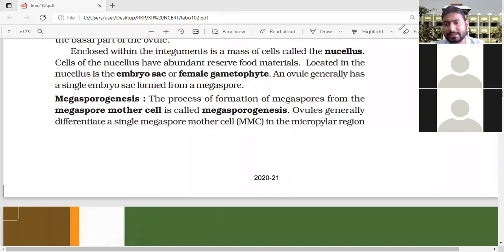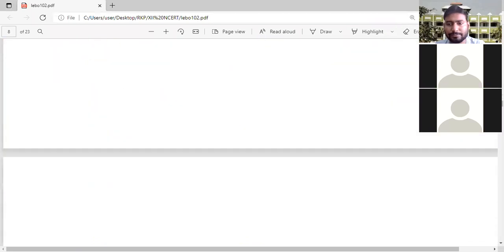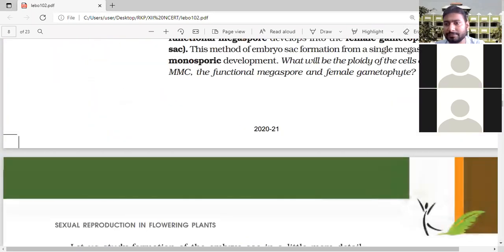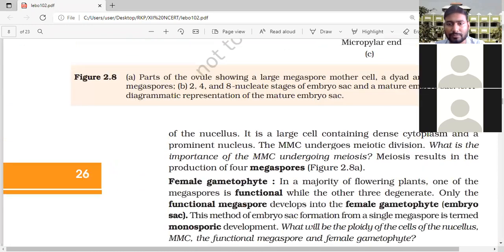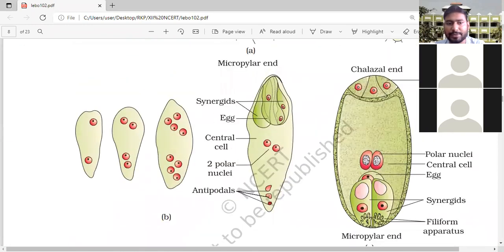I told this concept, and I'm going to revise it again. This figure represents how the embryo sac, or female gametophyte, is formed, not megasporogenesis. Megasporogenesis I'm going to revise again.